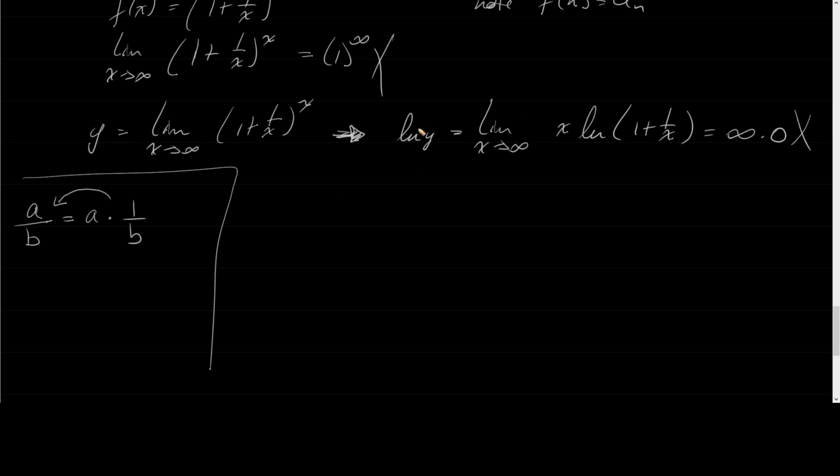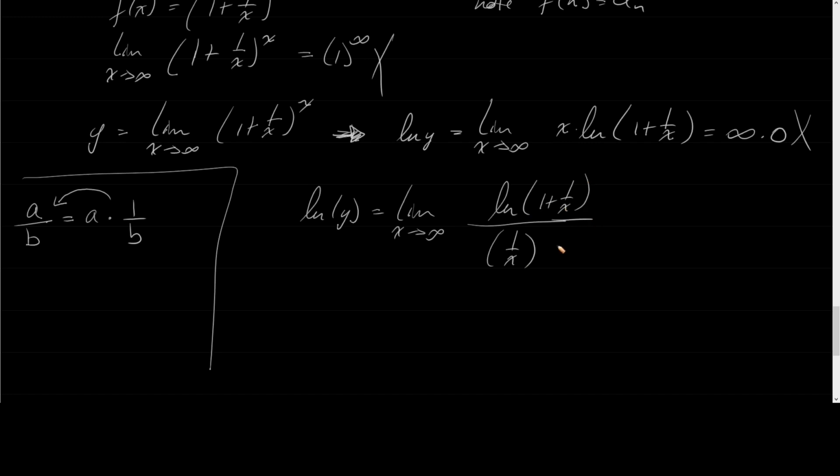Well, this ln of y is still there. Ln of y is equal to the limit as x goes to infinity. This x, I'm going to write as dividing by 1 over x, right? Because dividing by 1 over x is the same as multiplying by the reciprocal. The reciprocal of 1 over x is just x. So these two statements are the same, right? And now that we have that, we still can't let x go to infinity because the top goes to 0, but the bottom also goes to 0.